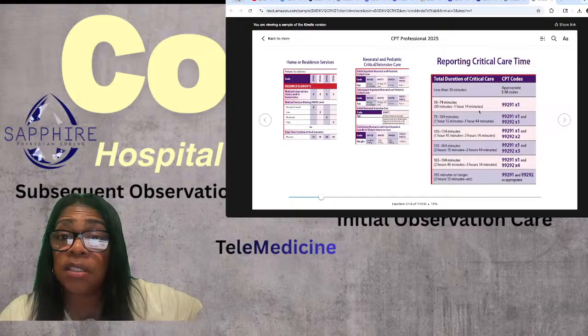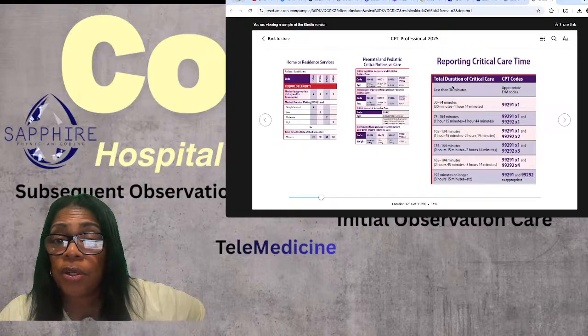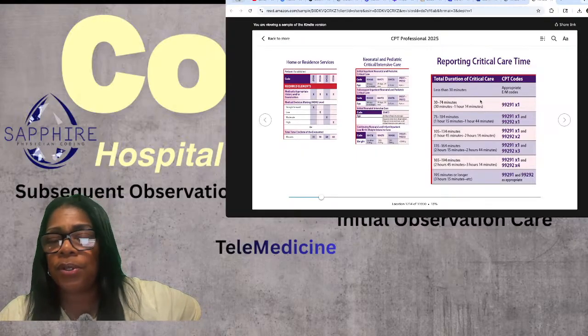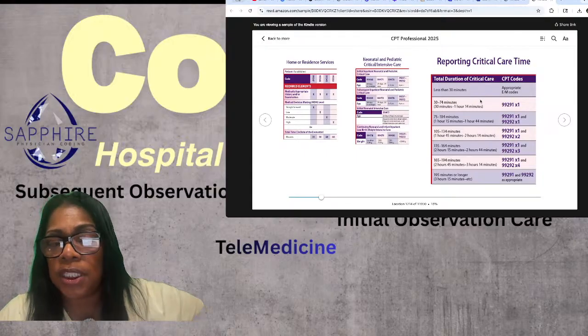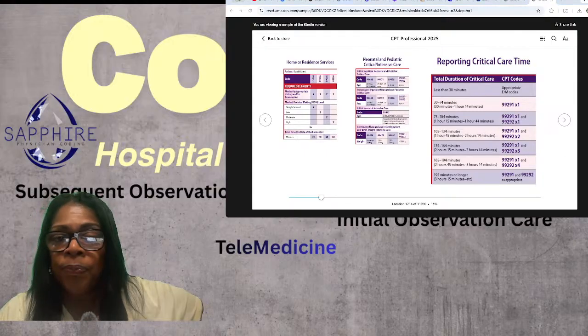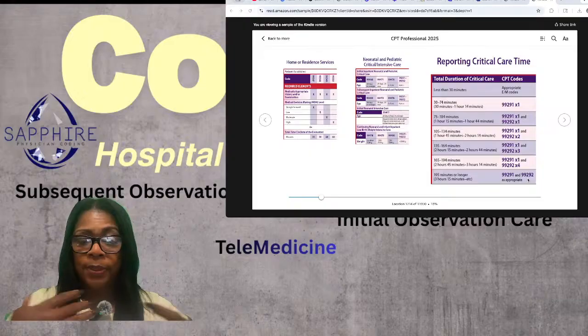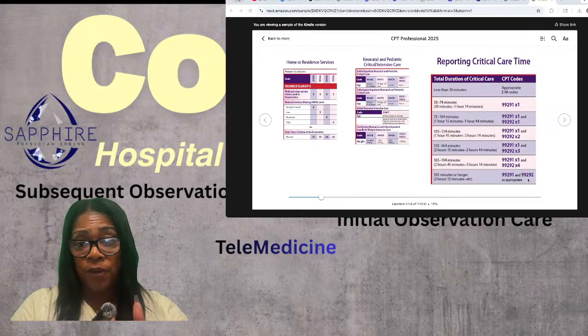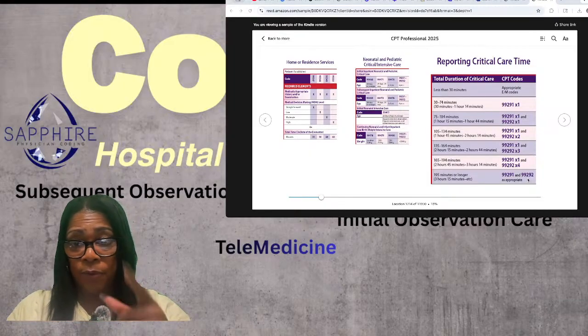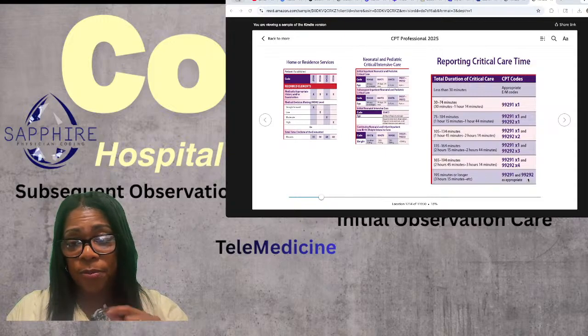Okay, and this is good right here. Look, total duration of critical care. We aren't on critical care, but this does give you an example of it. That's the free book that I gave you in here.